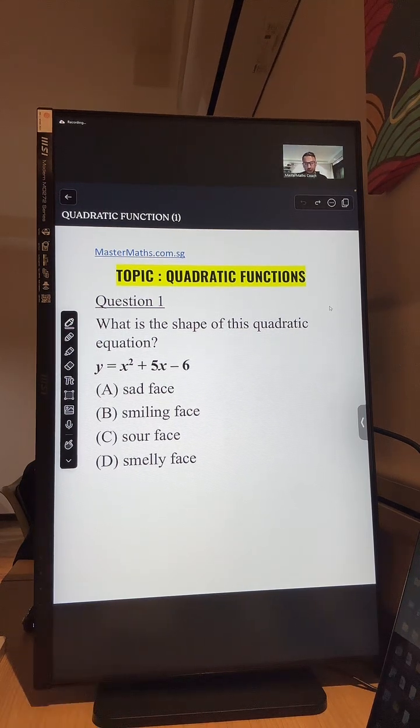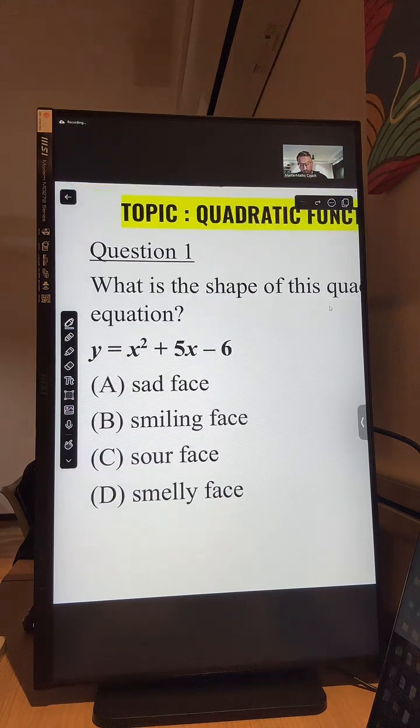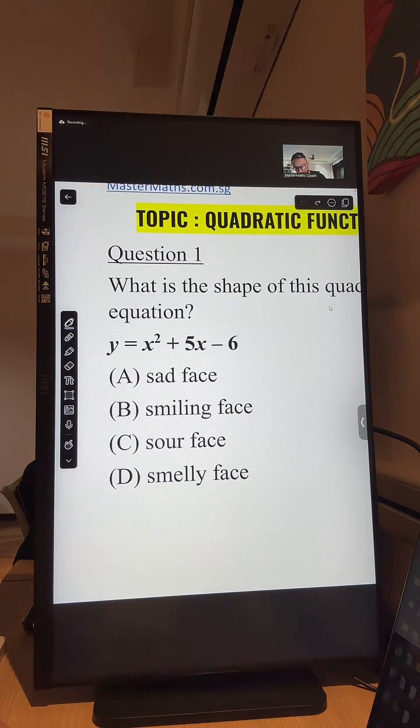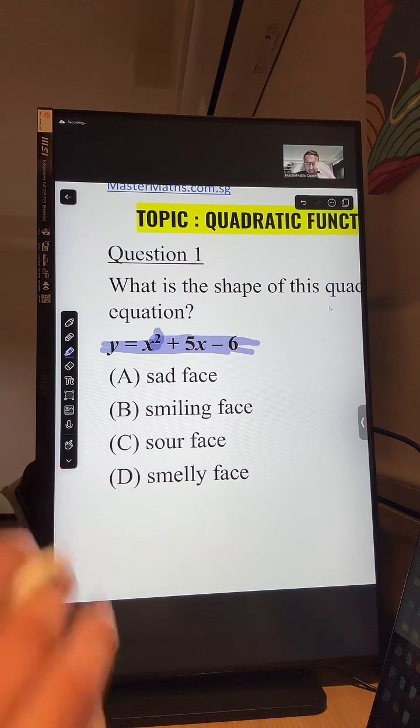So what are quadratic functions? Quadratic functions are algebraic equations which are in this form. Can you all see my screen there? y equals x squared plus 5x minus 6. So what is the defining feature of the quadratic function? The defining feature here is your square, the square that exists next to the x.